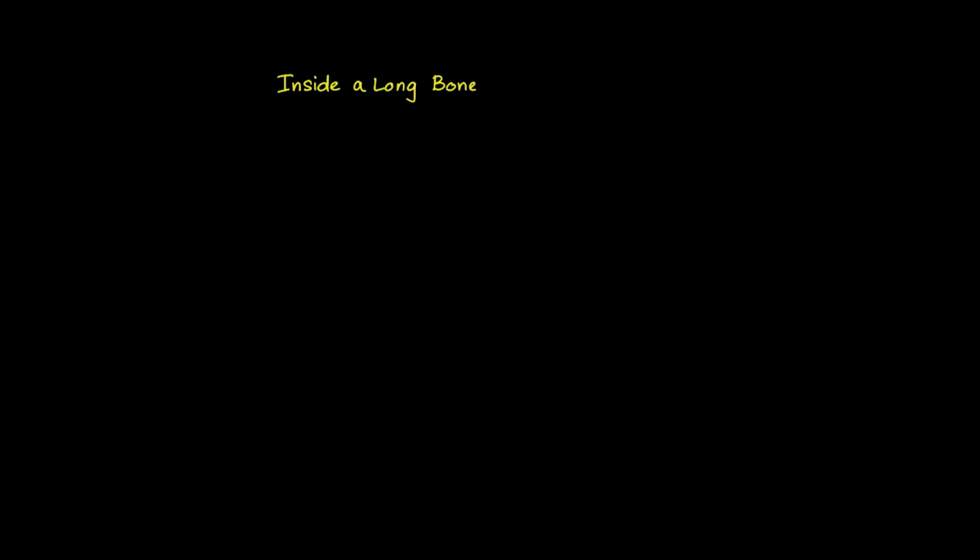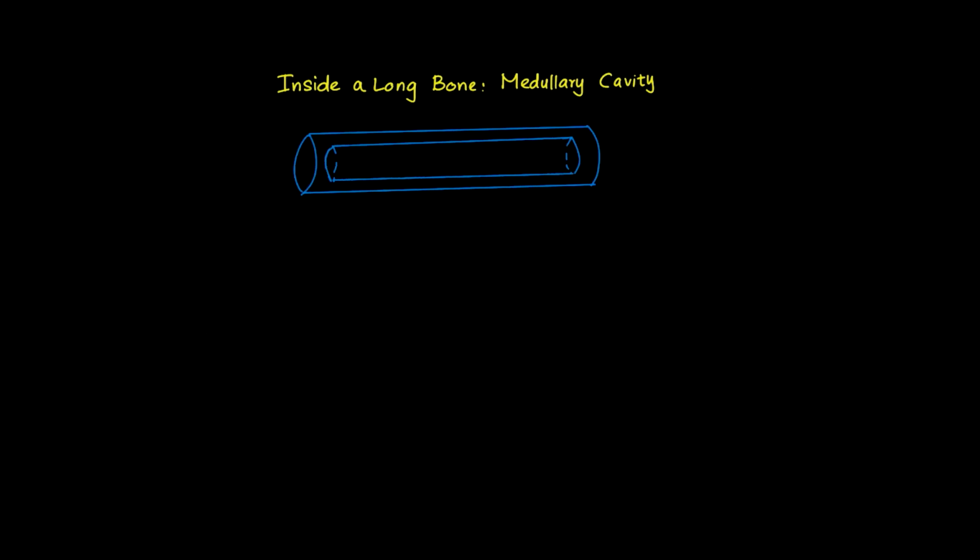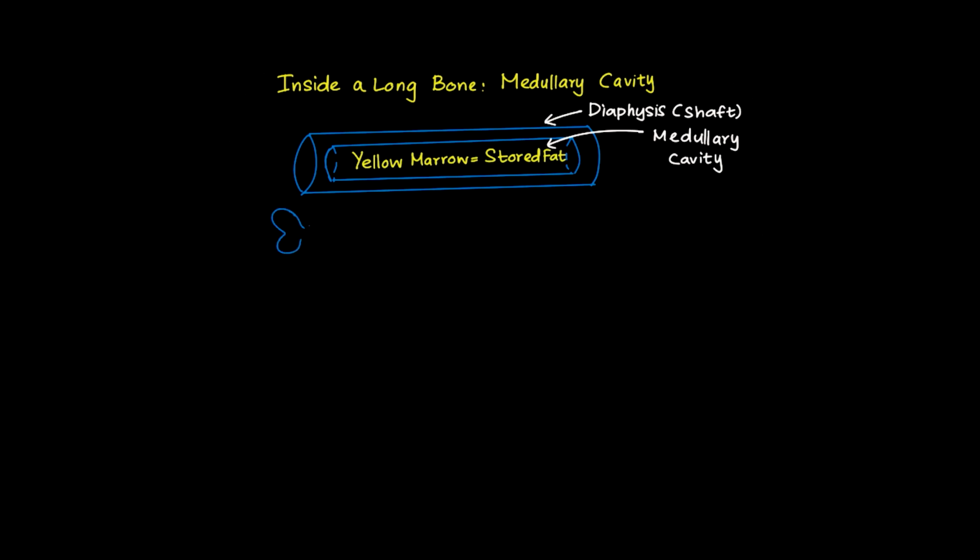Here we're looking at the inside of a long bone shaft, the diaphysis. In an adult, the hollow centre of that shaft is called the medullary cavity, and it's packed with yellow marrow. Yellow marrow is basically stored fat. That's the fatty substance the imaging shows.